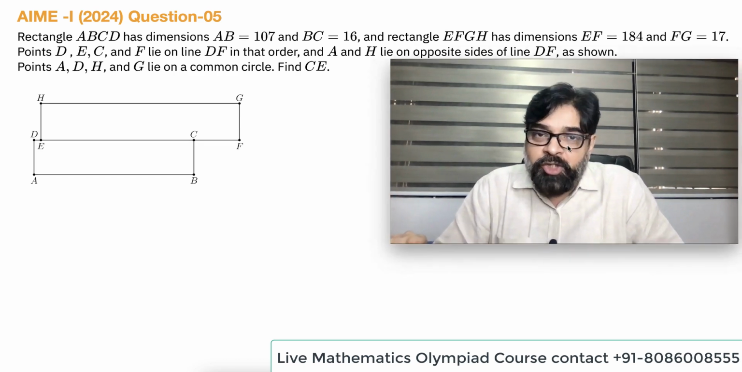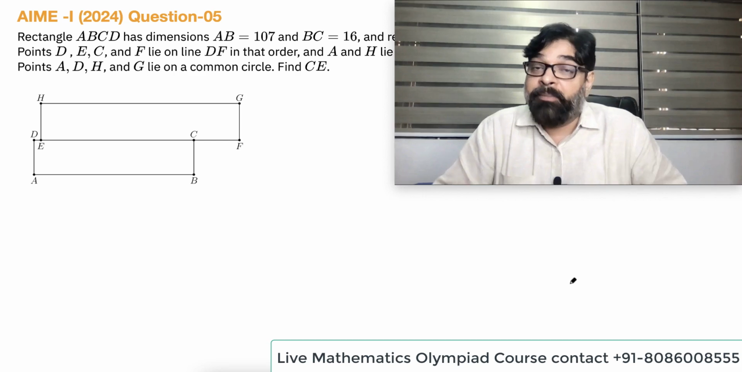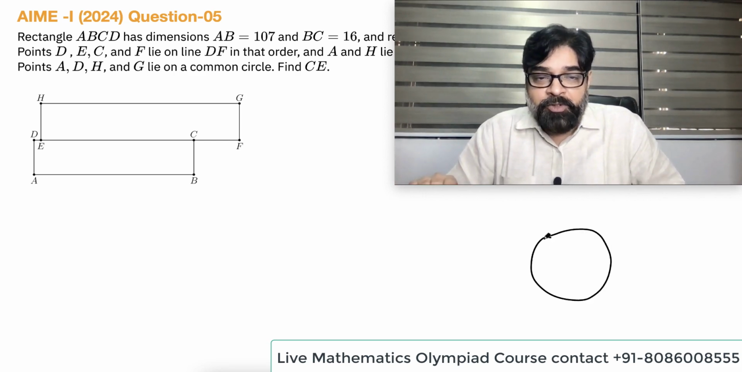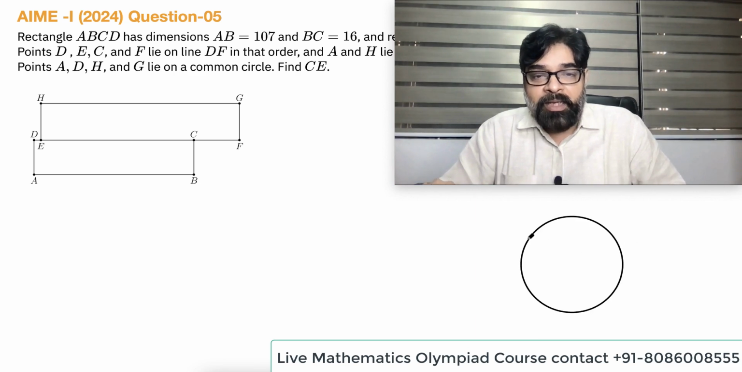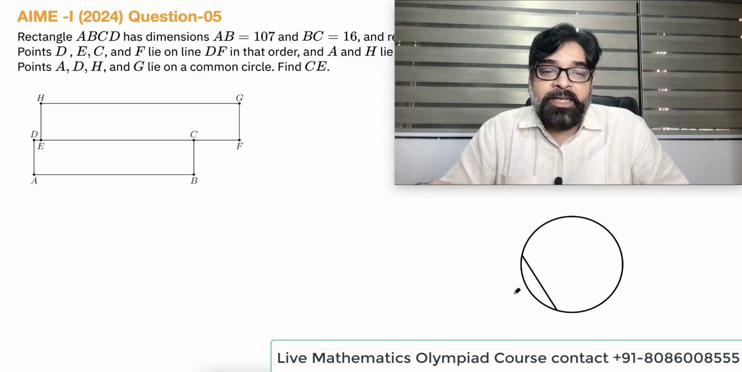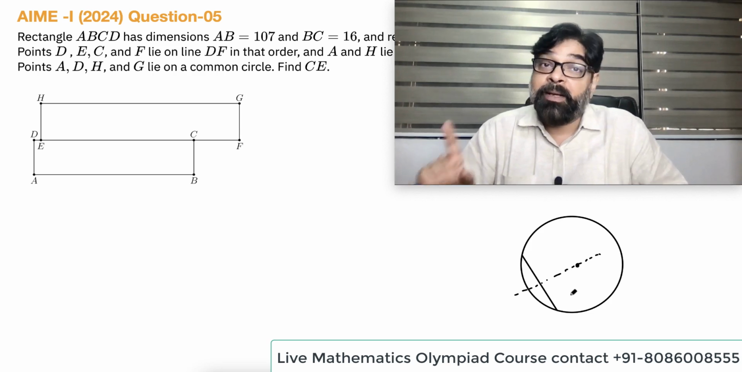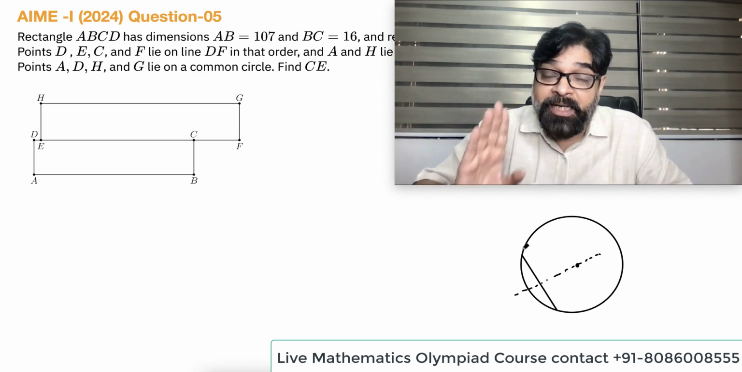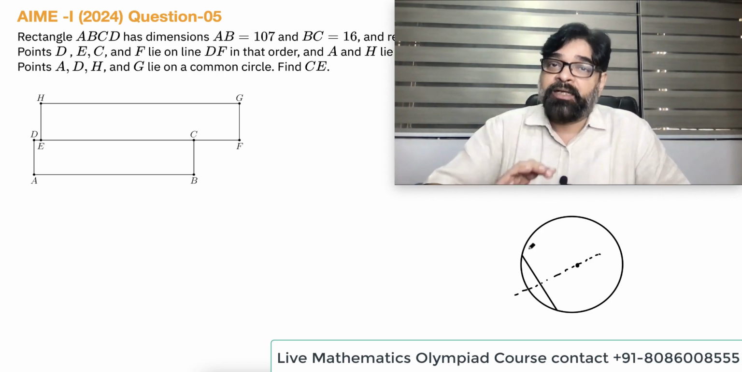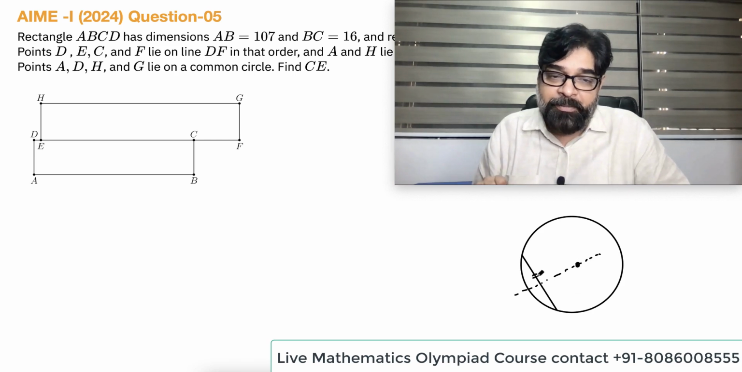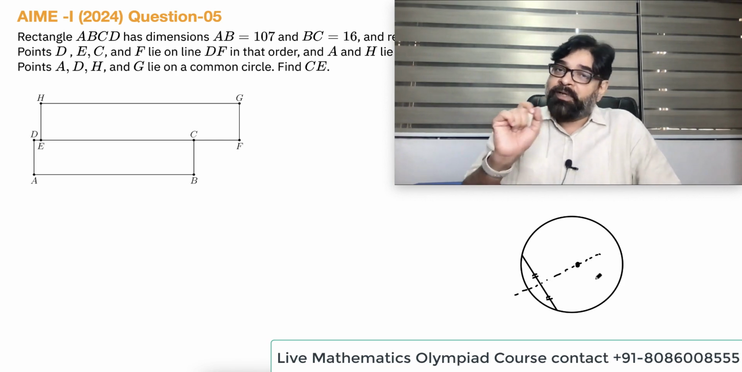But before solving this question, I wanted to give you some idea. Maybe all of you already know, but still I will give it. Suppose there is a circle and this is the chord. The perpendicular bisector of any chord of a circle always passes through the center. This is the perpendicular bisector, meaning these two lengths are equal and this is perpendicular. It always passes through the center.